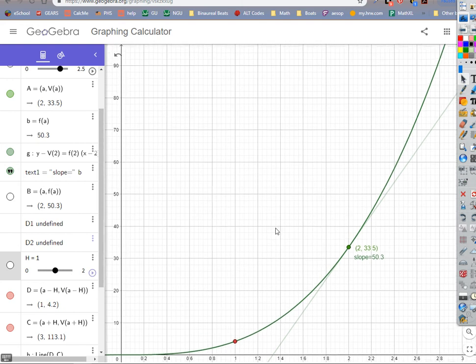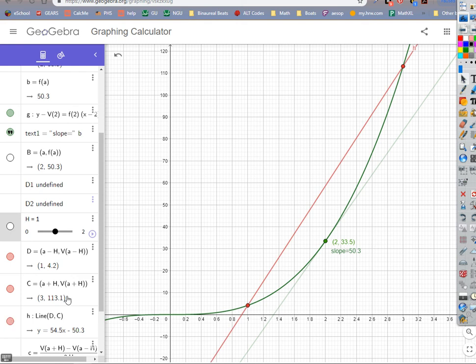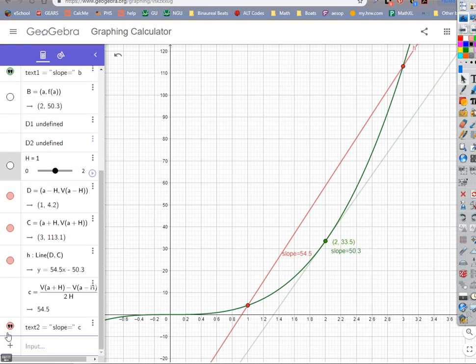Okay, so I've got to maybe shrink this down just a little bit. So it's going to start at 1 and end at 3. We'll take that little interval, and on that interval, let's calculate the slope of the secant line. I get 54.5. So if I look at the average rate of change of volume as the radius goes from 1 to 3, that's what I get, right?